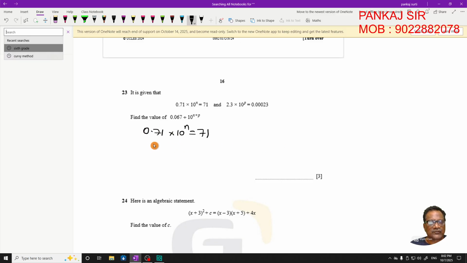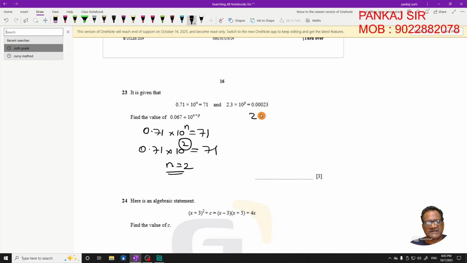Now if I want to make the left hand side also 71, I will do 0.71 into 10 raised to 2. Then it becomes 71. Am I right? 0.71 into 10 raised to 2 is 71. Now if I compare these two statements, I come to know that n is equal to 2.